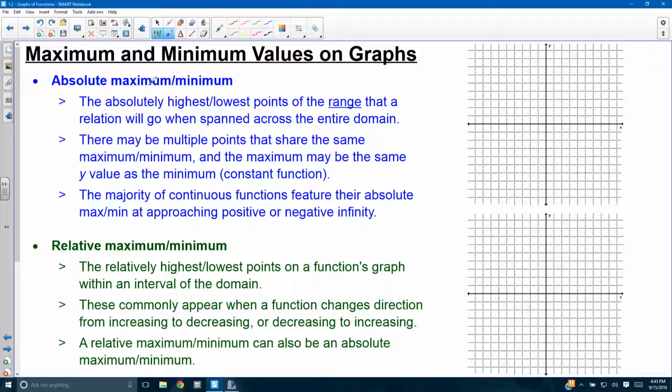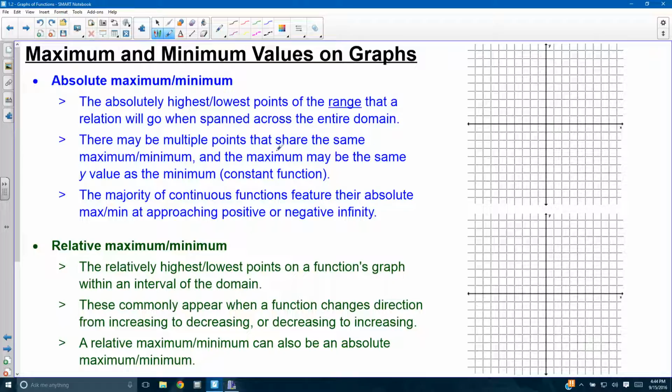All right, now let's look at maximum and minimum values on graphs. Now, this is actually where I'm going to be using the graphing calculator. So first, let's look at absolute maximum and minimum. And after that, I'm going to do the relative maximum and minimum, again on the graphing calculator. The absolute maximum and minimum are the highest and lowest points of the range that a relation will reach when spanned across the entire domain.